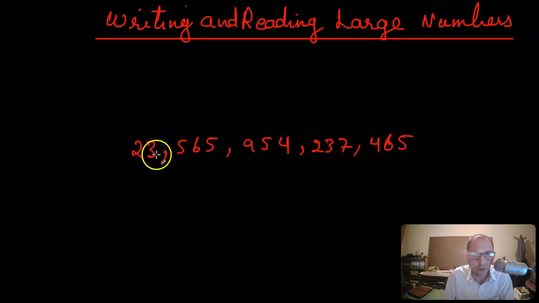So now this number is 23,565,954,237,465, right? As you can see, writing these numbers down is, of course, not easy, it's confusing. If you were to write, for example, 465 or 15,000, it would be easy. There is usually no confusion about these numbers. But when you're writing a number like this, you have to keep track of the digits that you have to put after each group of numbers.